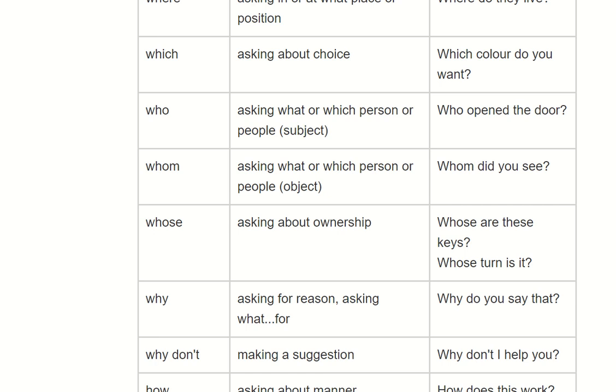Whom did you see? I saw Timmy and Tom. Whom did you see? I saw a group of students just now. Okay, so instead of this one for who, a subject is again who opened the door. Ali opened the door. But whenever you use whom, the people, the group of people or the person is going to be at the back.